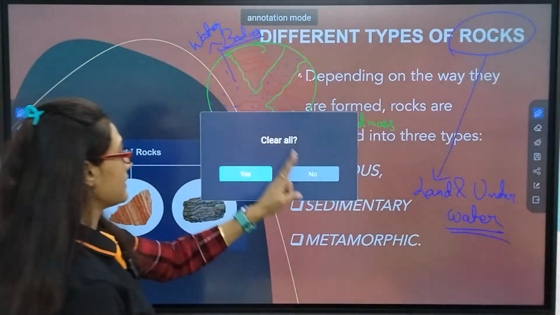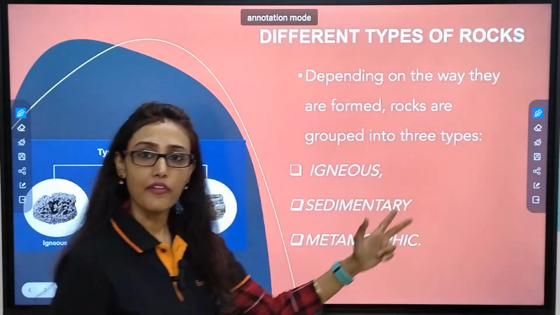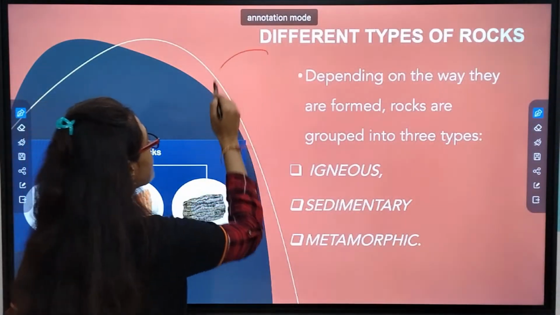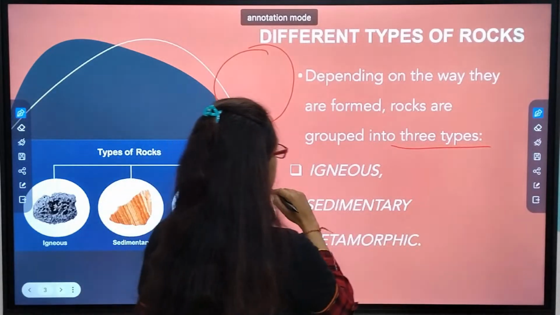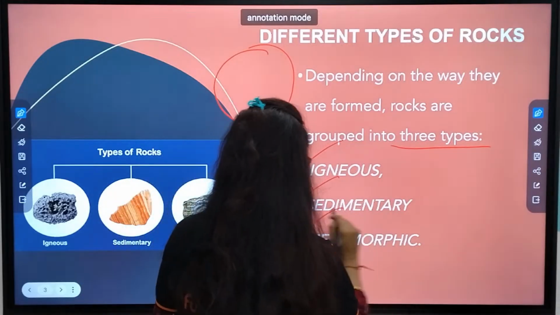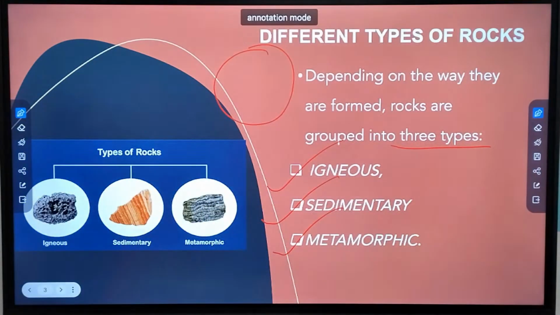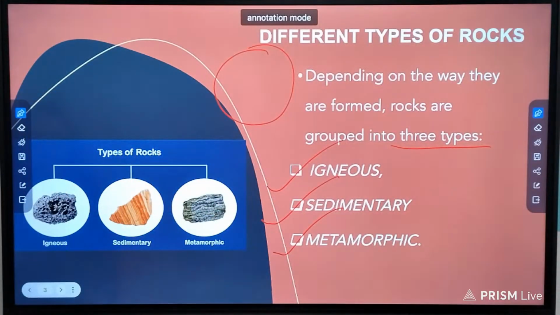So if we see that among all these types of rocks, only three basic types of rocks are found on this earth. So our earth is made up of only three types of rocks. What are they? First is igneous, second is sedimentary, and third is metamorphic. Understood? We will learn about these three types of rock in our upcoming slides. So let's begin.